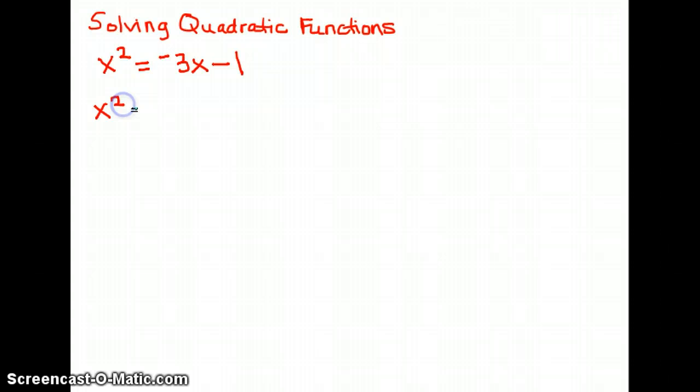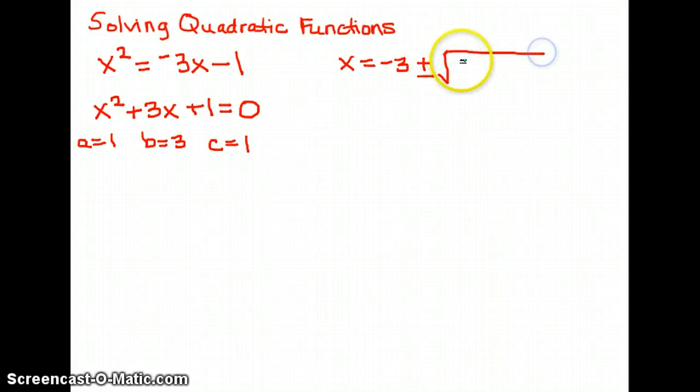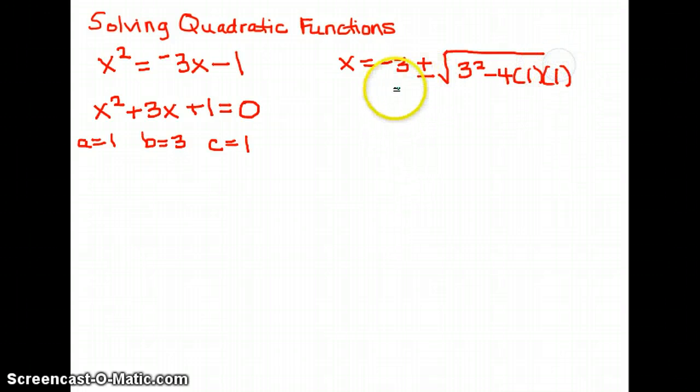Again, there's no way for me to combine x's that have different exponents. So the only method I know to solve a quadratic function is to use the quadratic formula in this case, because I can't combine these two terms. Again, a equals 1, b equals 3, c equals 1, and I'm going to use my quadratic equation. So x equals the opposite of b plus or minus the square root of b squared minus 4ac all over 2a.